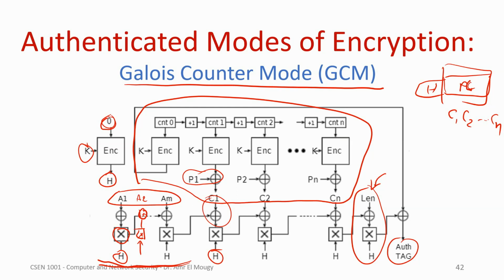In the Galois counter mode, you do the same. You transmit C1 to Cn on their own, and you can then use them to decrypt, and you have the header information which you can use to regenerate the authentication tag. Okay. That's it for message authentication, and this then completes the cryptography part of our course.